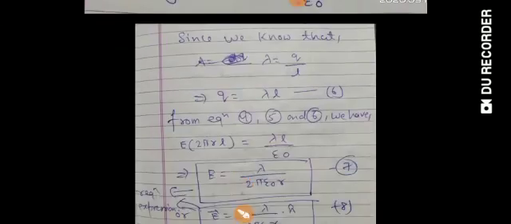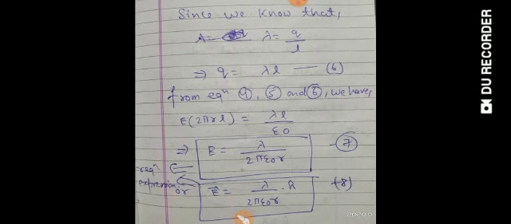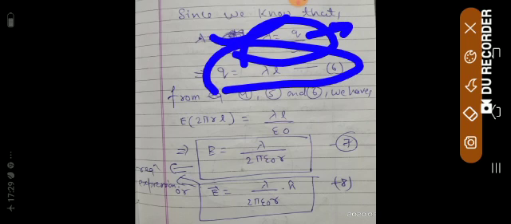Come to the next page. Since we know that lambda is equal to q by l, as I explained in the previous videos on continuous charge distribution, there were 3 kinds: linear charge distribution, surface charge distribution, and volume charge distribution. So this is your linear charge distribution. I am going to use that value q by l, as you can connect from the previous video. So what would be q? Q would be lambda l. So this is your equation number 6.